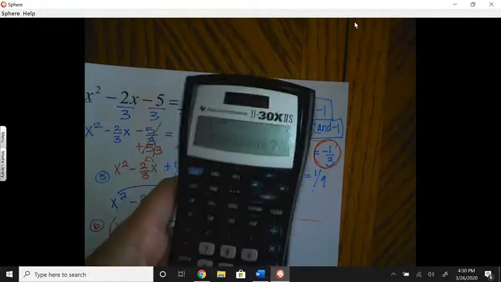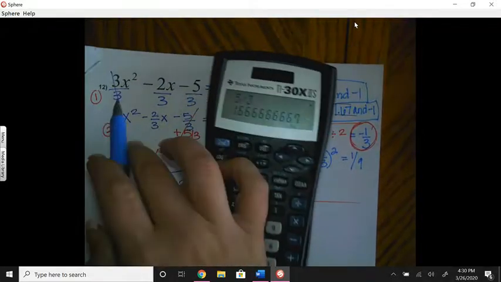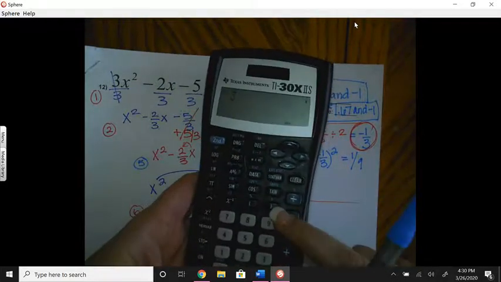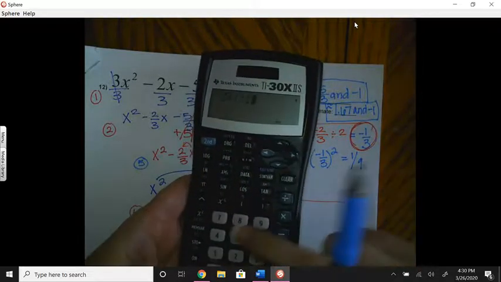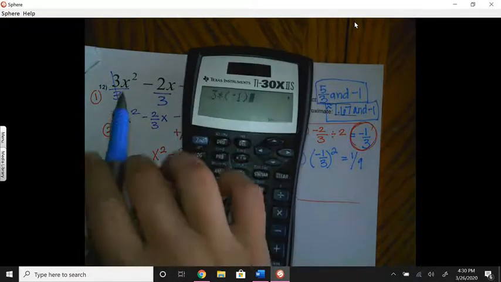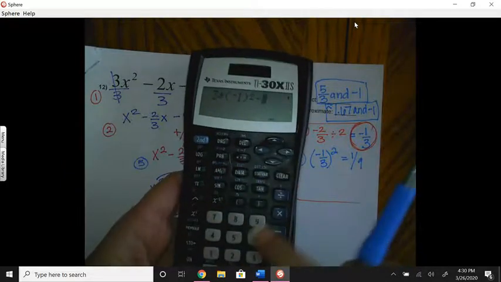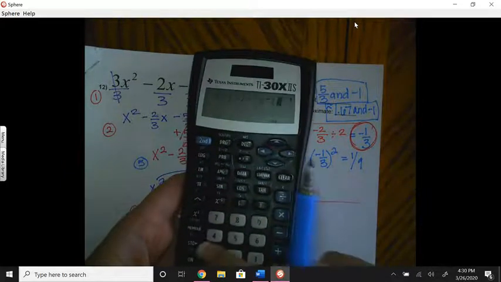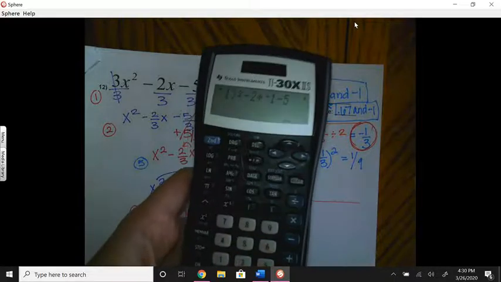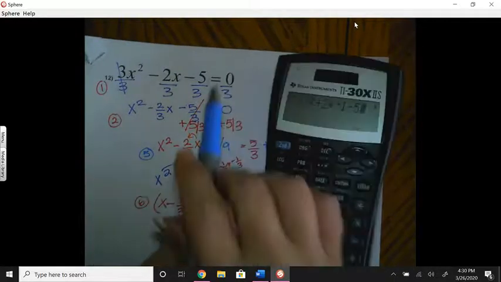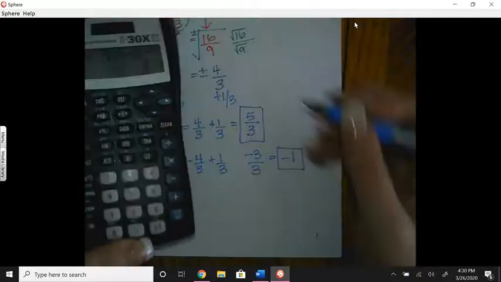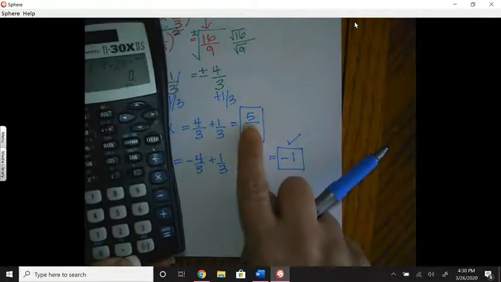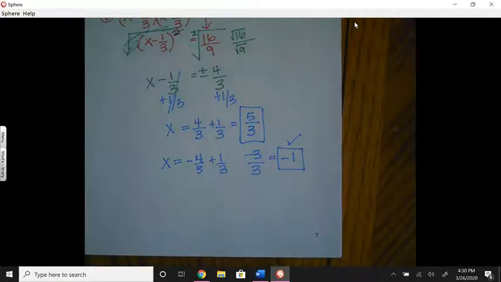Now if we want to check this, we need to go back to our original problem, and we would do 3 times, and I'm going to check the negative 1, so I need parentheses around the negative 1, and then squared, minus 2 times negative 1 minus 5. So I typed that all into my calculator, and when I click equals, it should say 0 if my answer is correct. So then I would know that the negative 1 is correct, and then I would do that again with 5/3 just to check that answer as well.